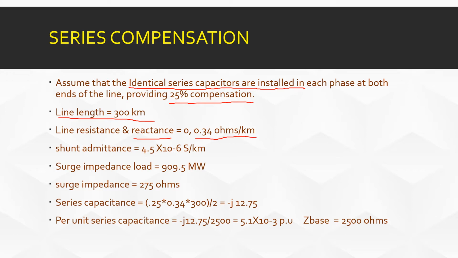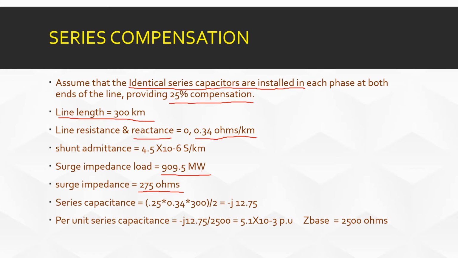The surge impedance loading without considering the compensation is 909.5 megawatts, and the surge impedance of the system without considering the compensation is 275 ohms.